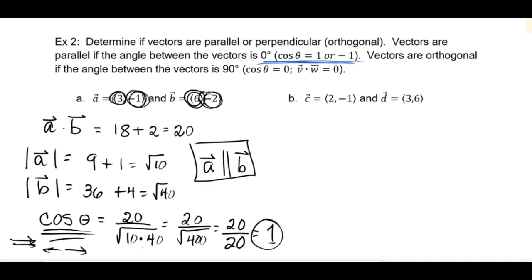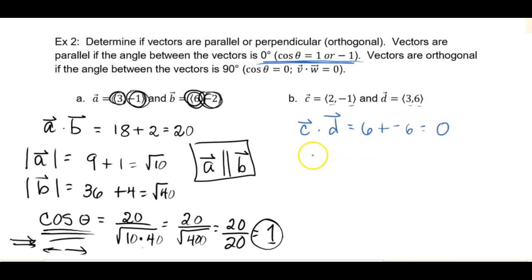Now let's try the same thing with part B. So we're going to first go find vector C dot vector D. Remember, that is just a number. Getting my x components together, multiplying, getting my y components together, multiplying, adding them together, I get 0.